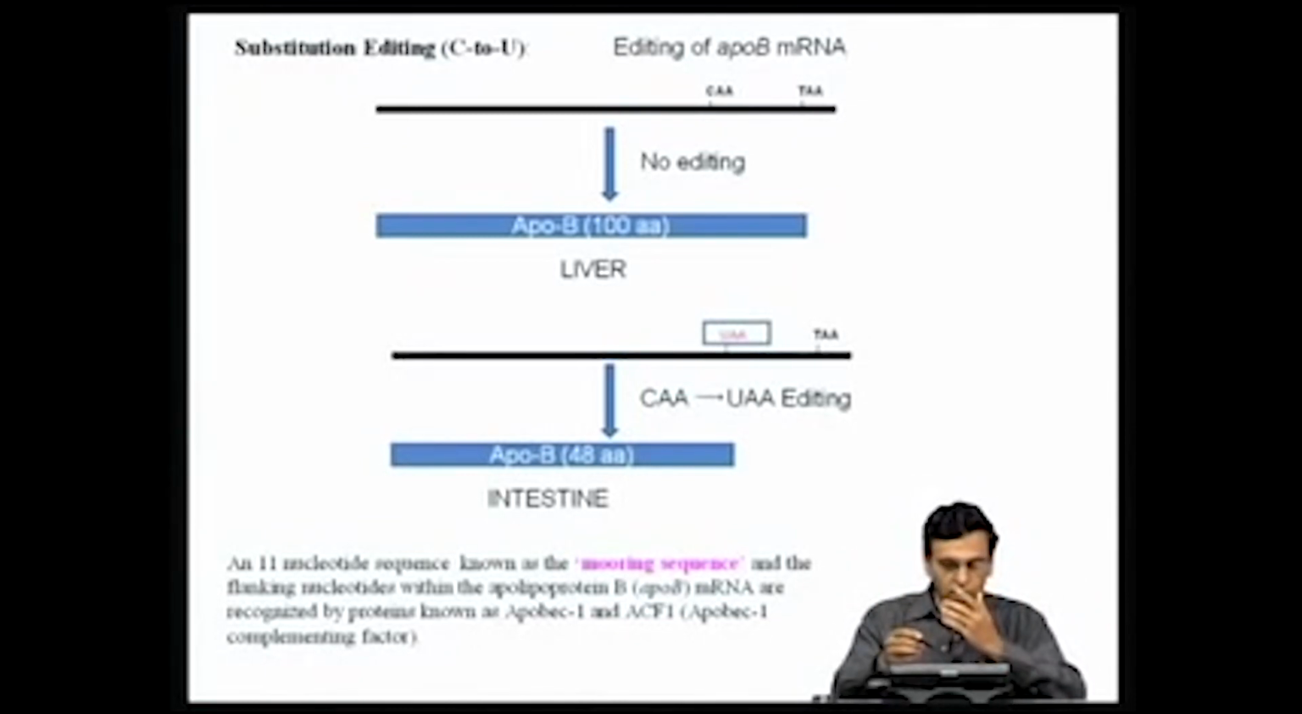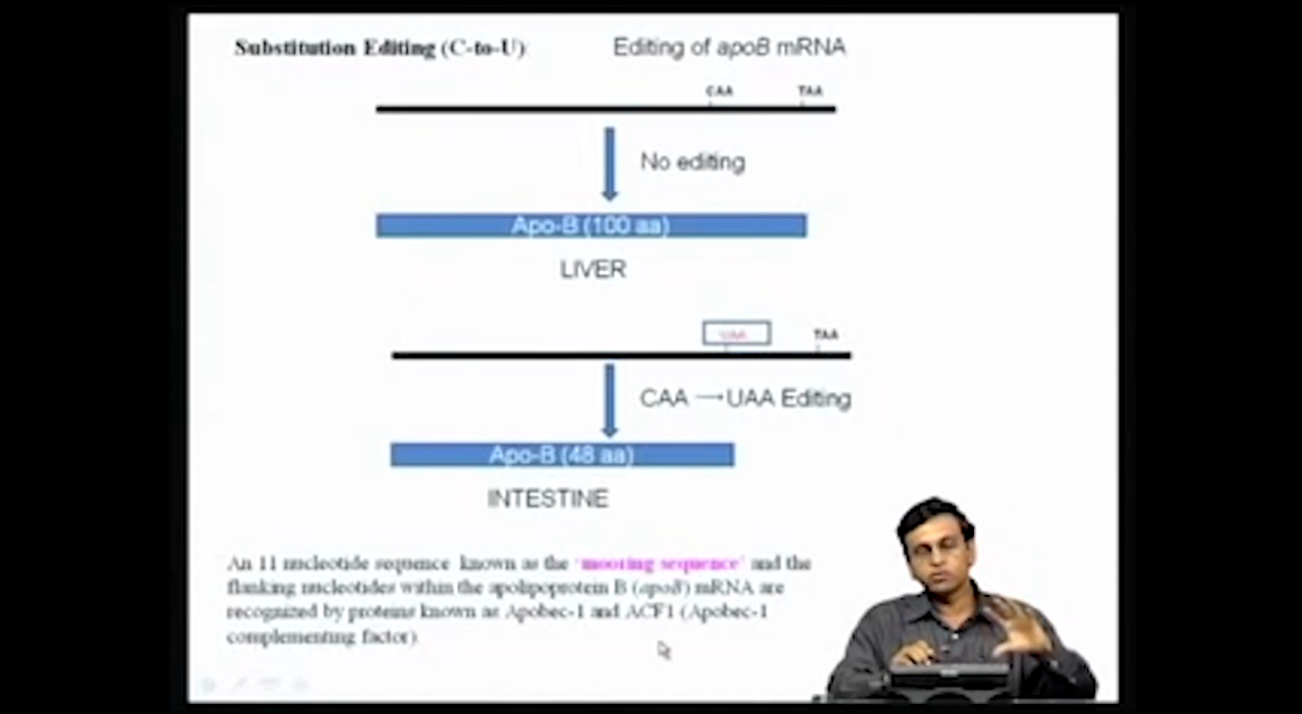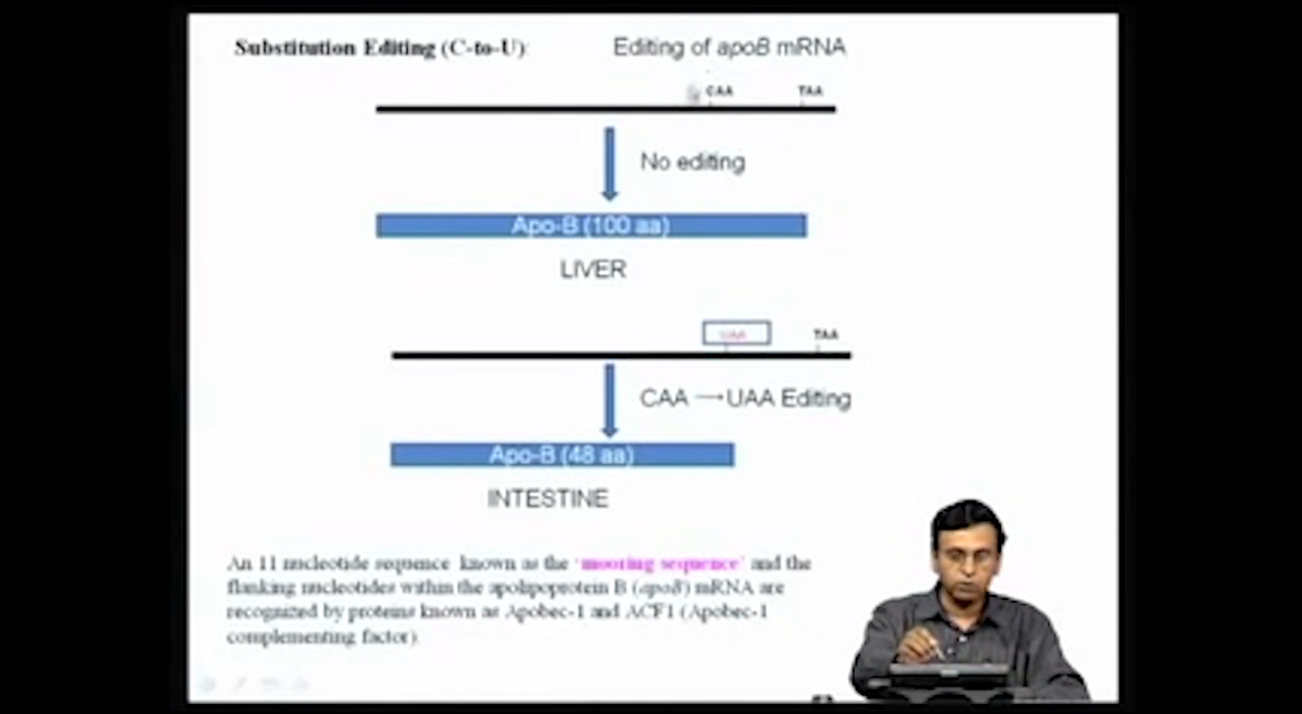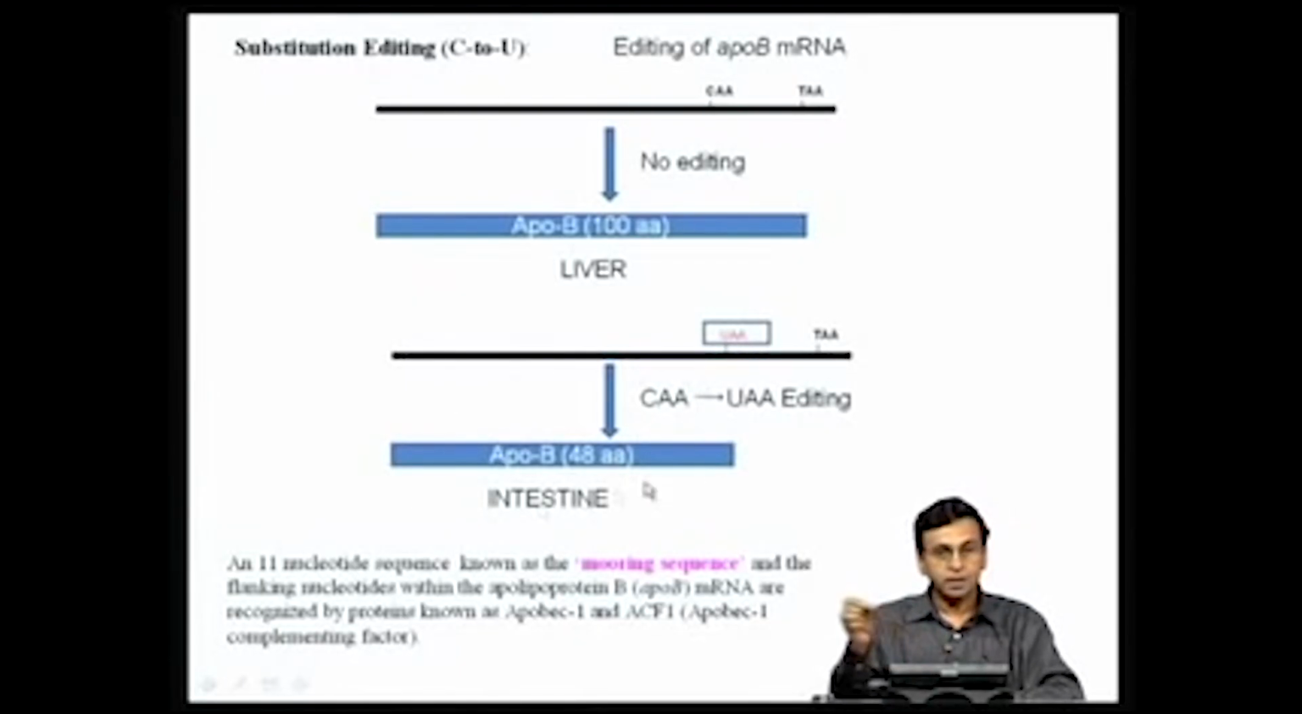And I have just mentioned here why RNA editing takes place. Only this particular CAA is recognized. There is something called an 11 nucleotide sequence, which is known as the mooring sequence, which is in and around the CAA, and these flanking nucleotides in and around the CAA within the apolipoprotein B are actually recognized by the proteins involved in RNA editing. In the case of apolipoprotein B, these proteins are called ApoBec1 and ACF1, that is ApoBec1 complementing factor. So these protein factors recognize the 11 base pair sequence in and around CAA, and as a result they bring about RNA editing, especially in this particular region, and therefore a CAA which codes for an amino acid is converted into a stop codon. As a result, translation stops here and you get a truncated protein.